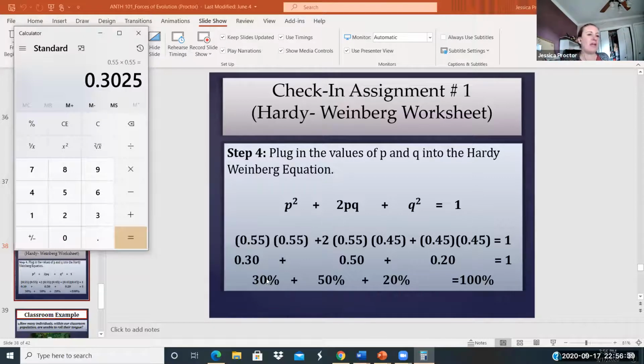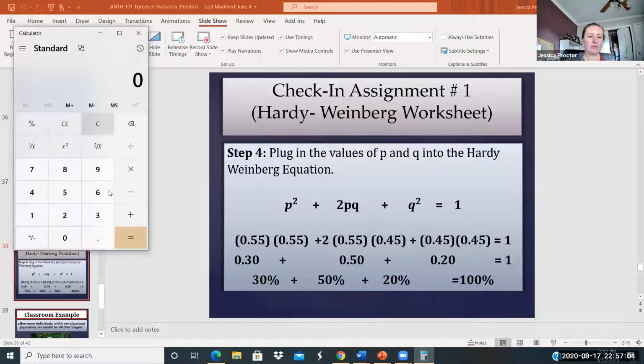Remember, the locus is just a location on the chromosome. It's where the gene is located. All right, and then the middle part of our equation. That's the 2PQ portion that's going to be representing the heterozygous form. So we take 2, multiply it by 0.55, multiply it by 0.45. So 2 times 0.55 times 0.45.